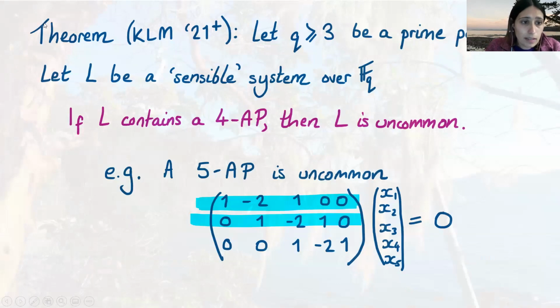Our theorem that we proved says that if q is a prime power, and we have a system, and as before, we're only going to talk about sensible systems. I'm not brushing anything under the carpet here. I'm just taking away silly things that make a system trivially common. So if we have a sensible system over F_q, we proved that if the system contains a 4-term arithmetic progression, then it is uncommon. So for example, a 5-term arithmetic progression, which contains these two 4-term arithmetic progressions and another equation, is uncommon.